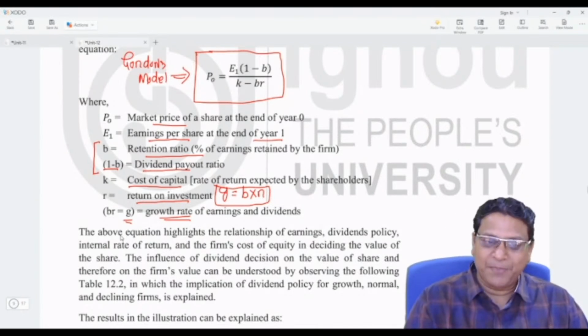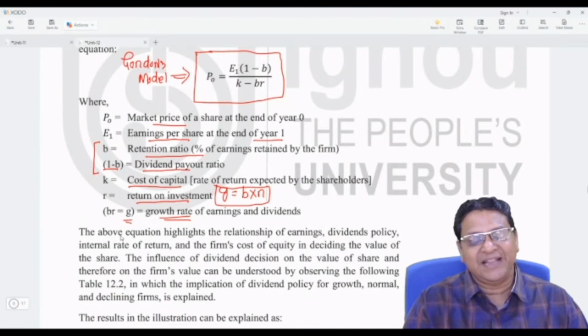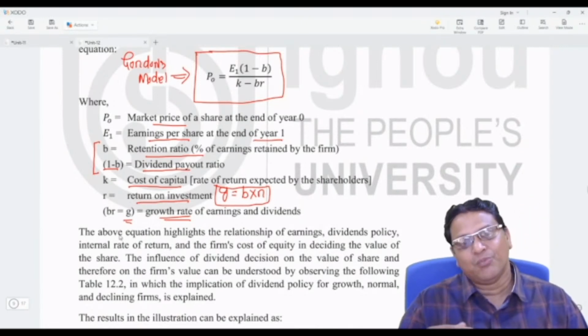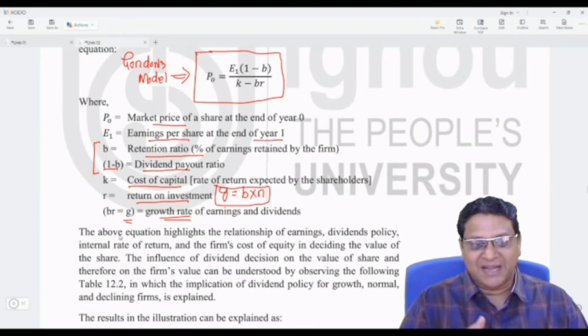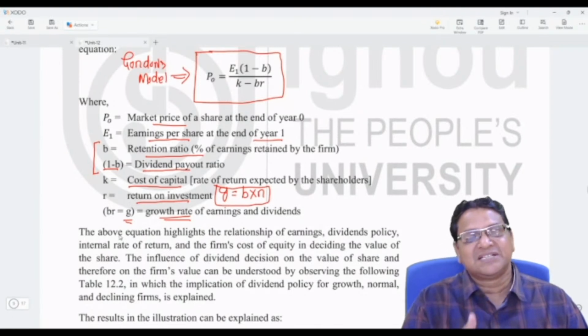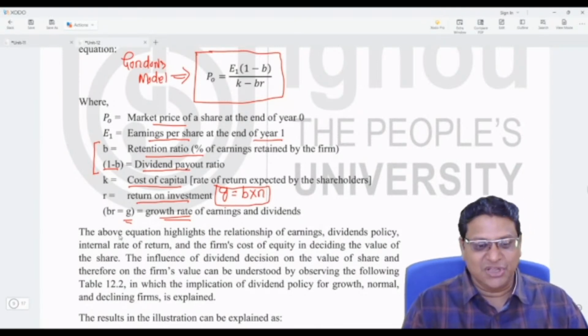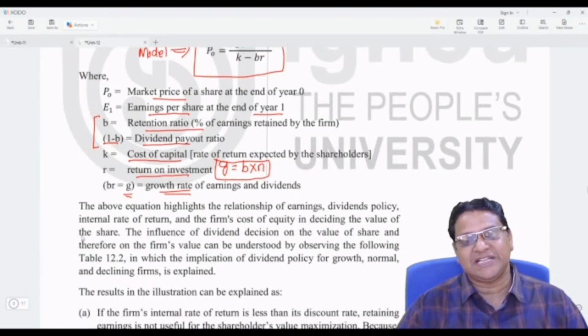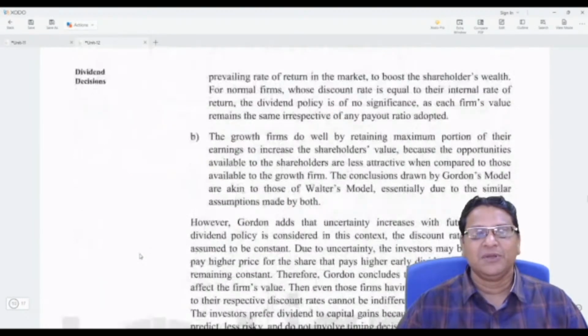And if you apply this model, you will find that in case of a growth firm, when the firm pays more and more dividend, its market value declines. And if it pays less and less dividend, its market value increases. In case of a decline firm, it's just the opposite. And in case of a normal firm, it does not change. Let's take an example. You will find out.